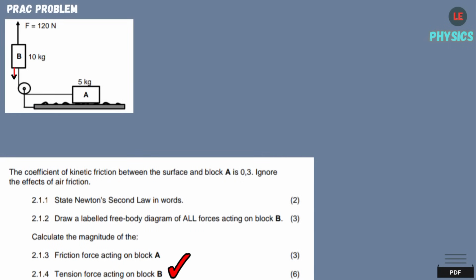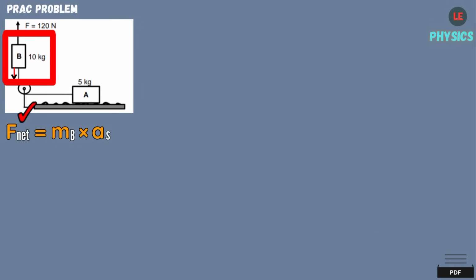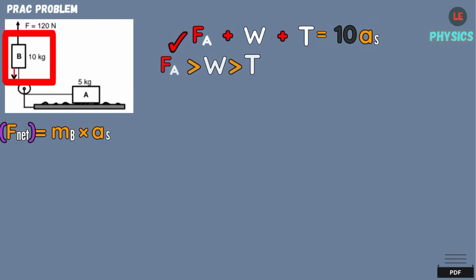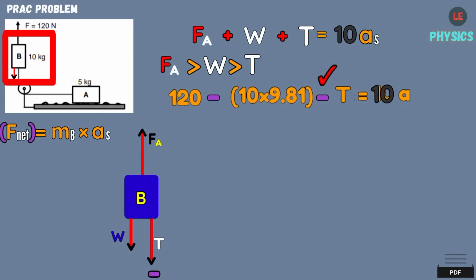Now we are calculating the tension force on block B, which is the tension on this side. Net force of block B is equal to mass of block B times the acceleration of the system. Net force on block B is the sum of applied force plus weight force plus tension force. And on this side, block B mass is 10 kilograms. Applied force is greater than weight and tension force. Applied force is 120 newtons, then minus weight force, which is 10 times 9.81, and minus the tension force. We put minus signs here because weight and tension force oppose the motion of the system.